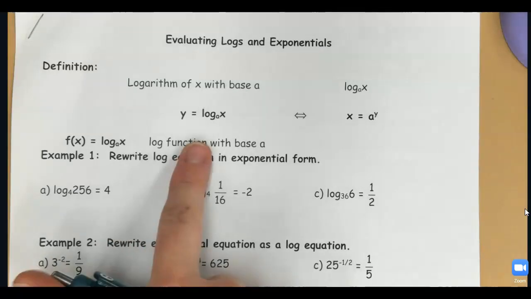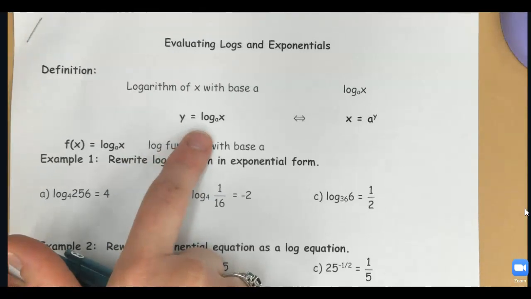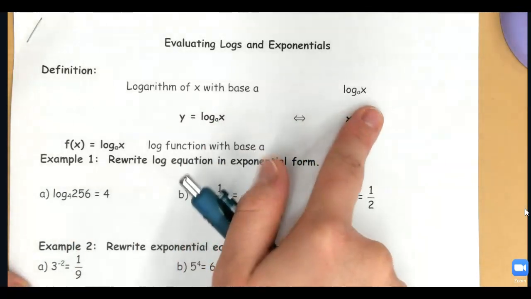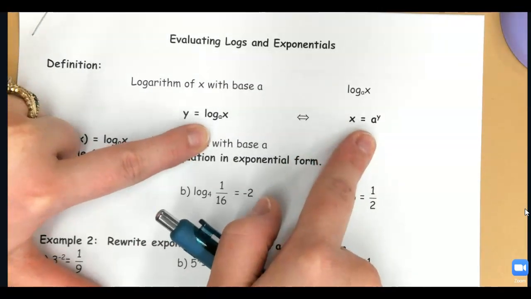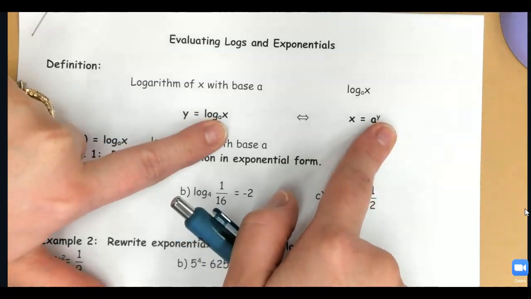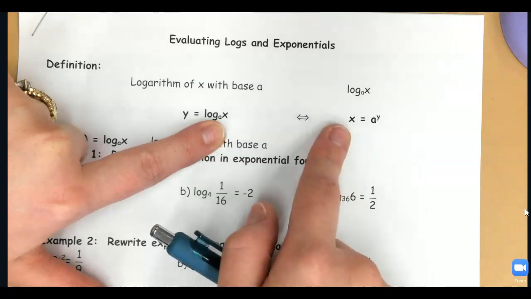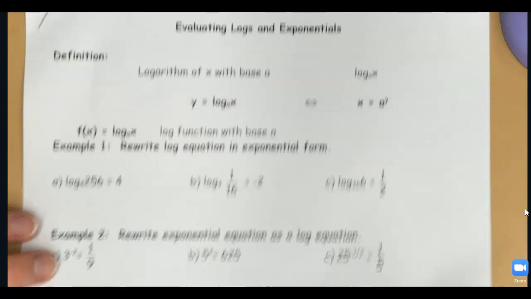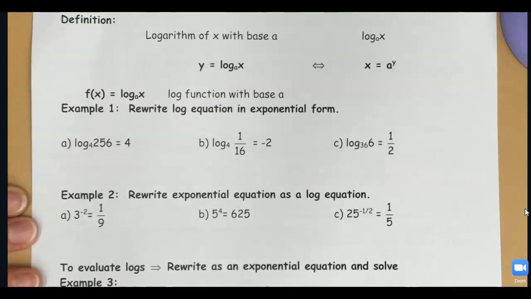So if I have a log, y equals log base a of x, that is equivalent to x equals a to the y. So your bases stay the same. For your log, the number that was by itself becomes your exponent, and what you're evaluating the log at moves to be solo in your exponential equation. So we're going to practice doing that back and forth a few times.